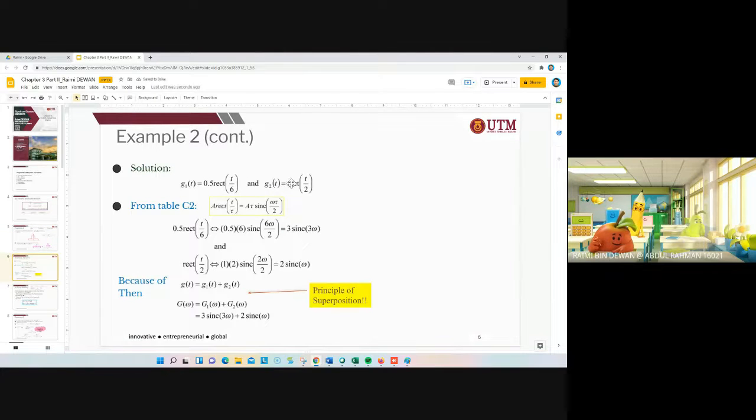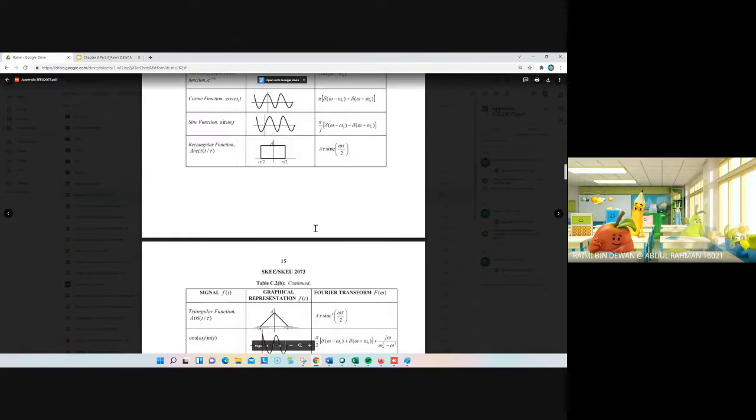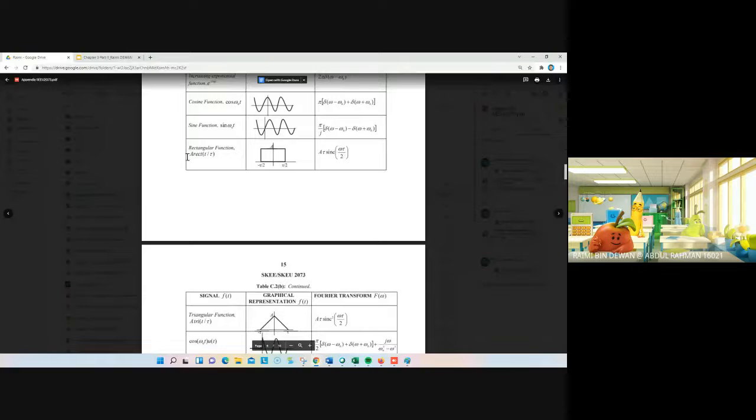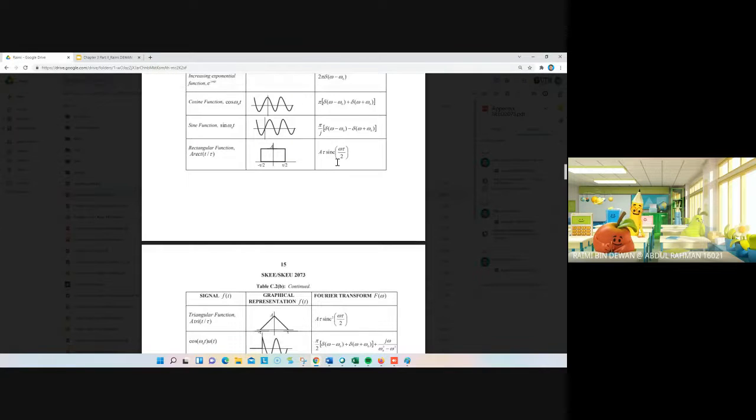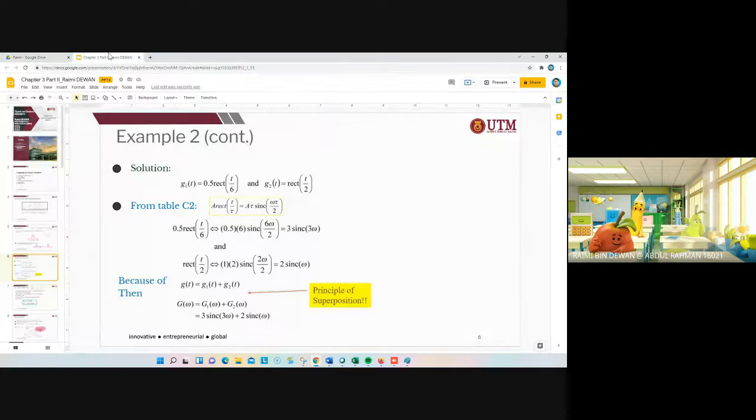And then G2 equals rect T over 2, rectangular T over 2. And from table C.2, you know that A rectangular T over tau is A tau sin omega tau over 2. So you just substitute, you just make a comparison. Rectangular is equal to sin, for example here.